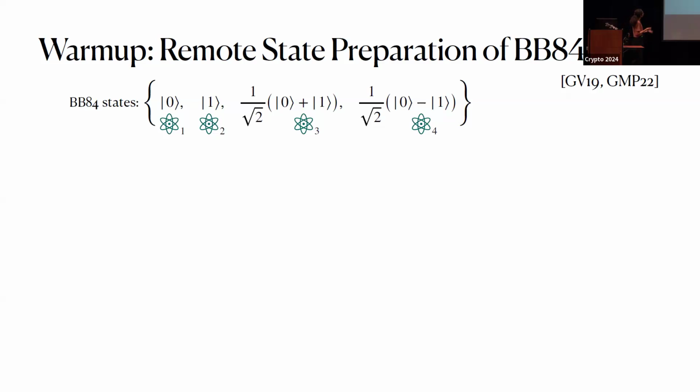They're a collection of 4 single qubit states, where the first 2 states are singleton states, just the classical bits 0 and 1. And the second 2 states are uniform superpositions over 0 and 1, except the fourth one has a phase, or minus sign, on 1.